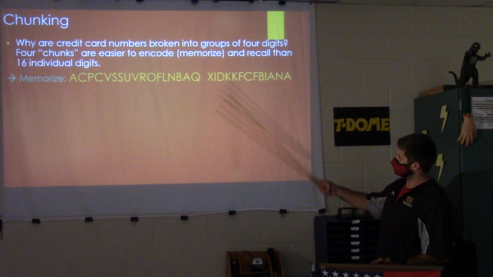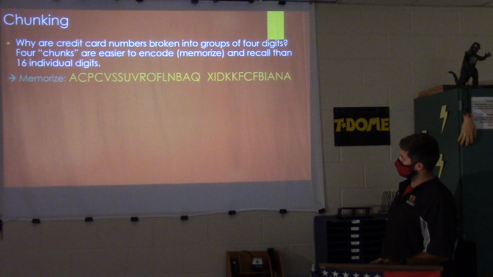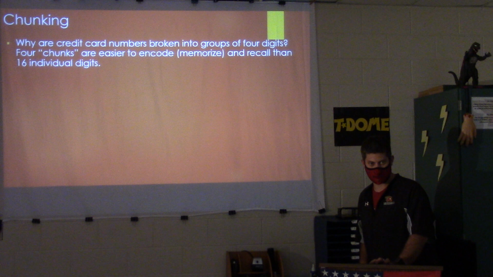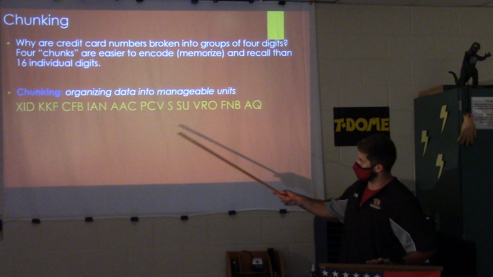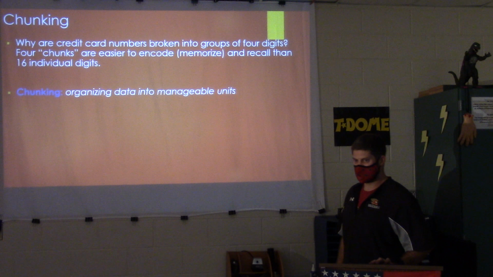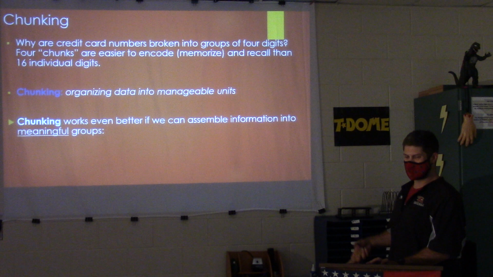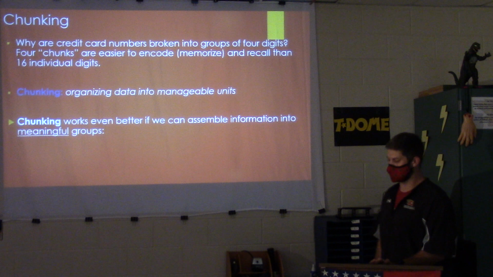Let's memorize these. It would be almost impossible to memorize those things because they're not chunked for us already. We'd have to do it ourselves. So chunking is organizing data into manageable units. Let's look at this again. Maybe this would be a little easier because they're chunked into a series of 3 letters at a time. But there's an even easier way to do this. Chunking works even better if we can assemble information into meaningful groups. These are the same letters you've just seen before, but now look at them.